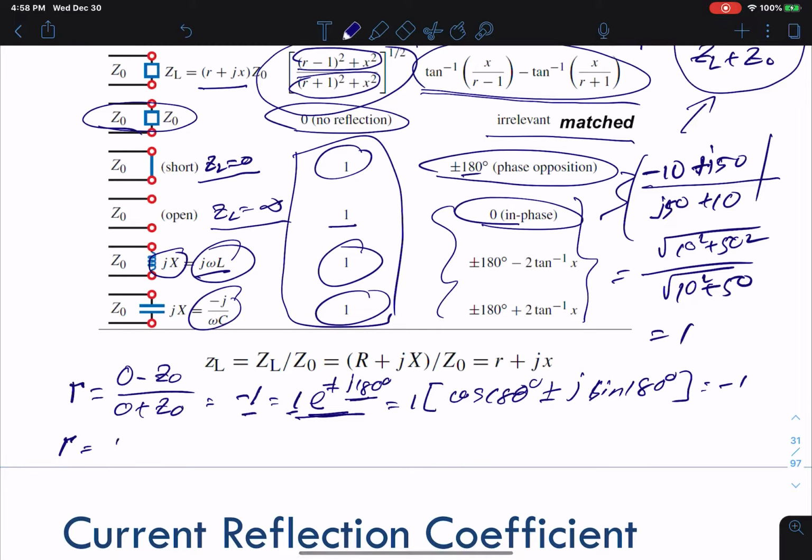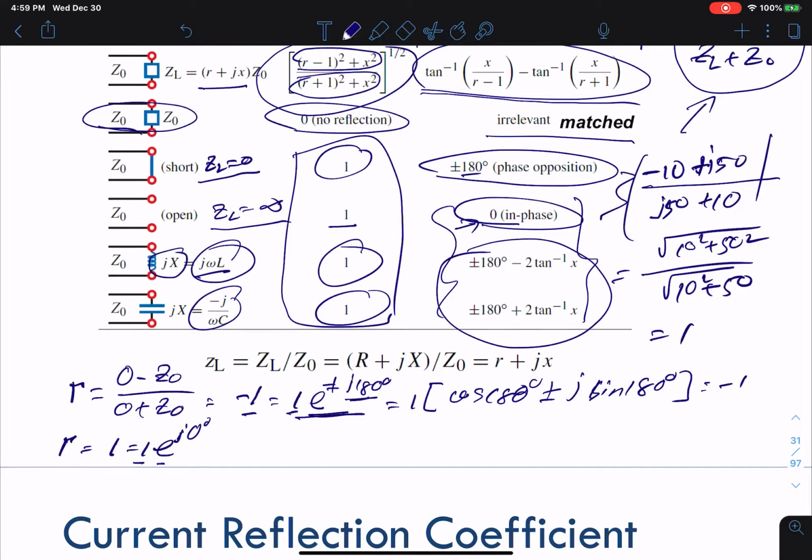If I do the same thing for your open circuit, when ZL is really big, it doesn't matter, it just becomes plain 1, because Z0 is irrelevant. Then it's basically 1 e^(j0 degrees). So the magnitude is 1 and the angle is 0 degrees. To explain this thoroughly, we can do the same thing mathematically.